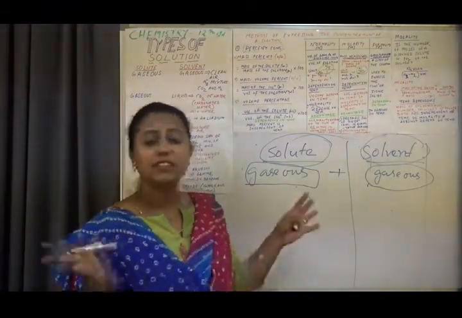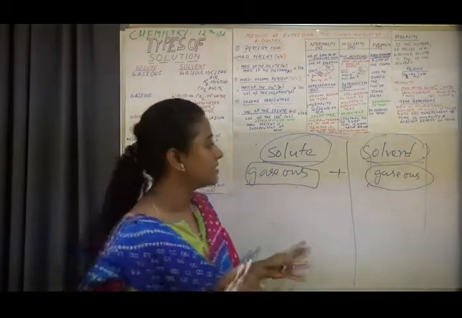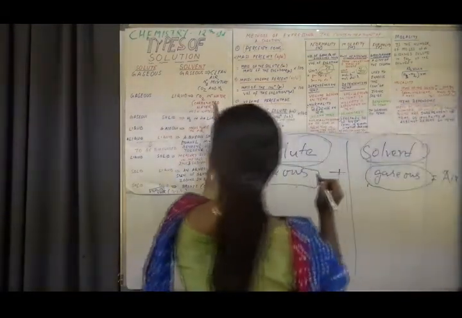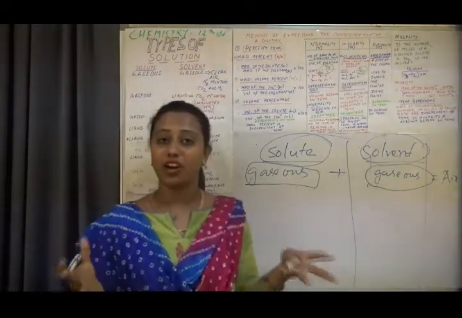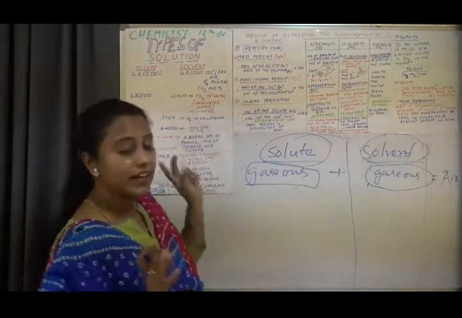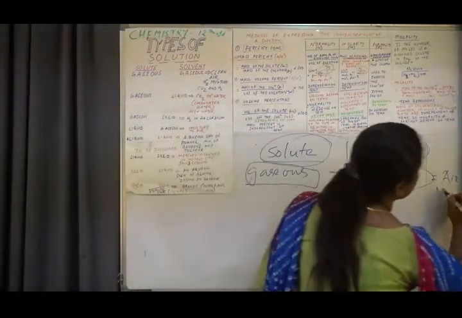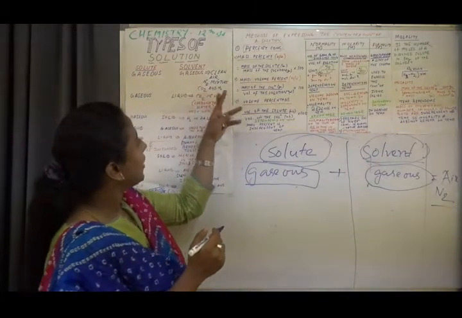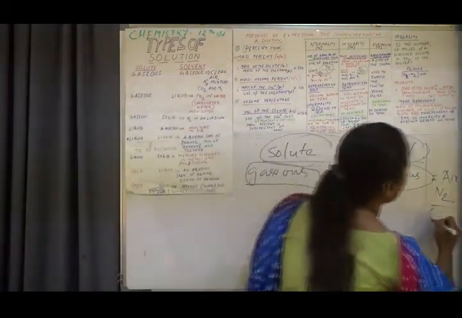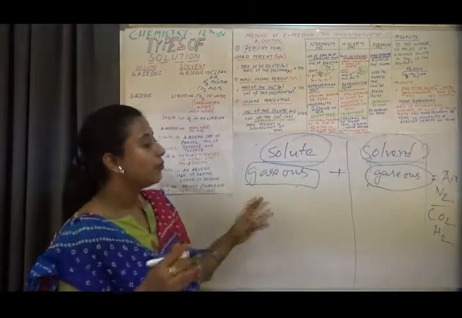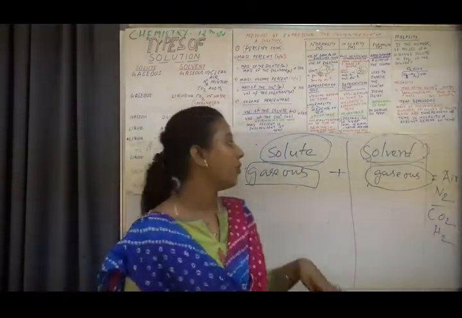We can find this type of solution in our surroundings. It can be air, the clean air which we are breathing. This clean air is a mixture of gas and gas. Then a nitrogen mixture, this is also a mixture of two gases. Then carbon dioxide and hydrogen. These are two gases, and when they mix together, they form a solution.